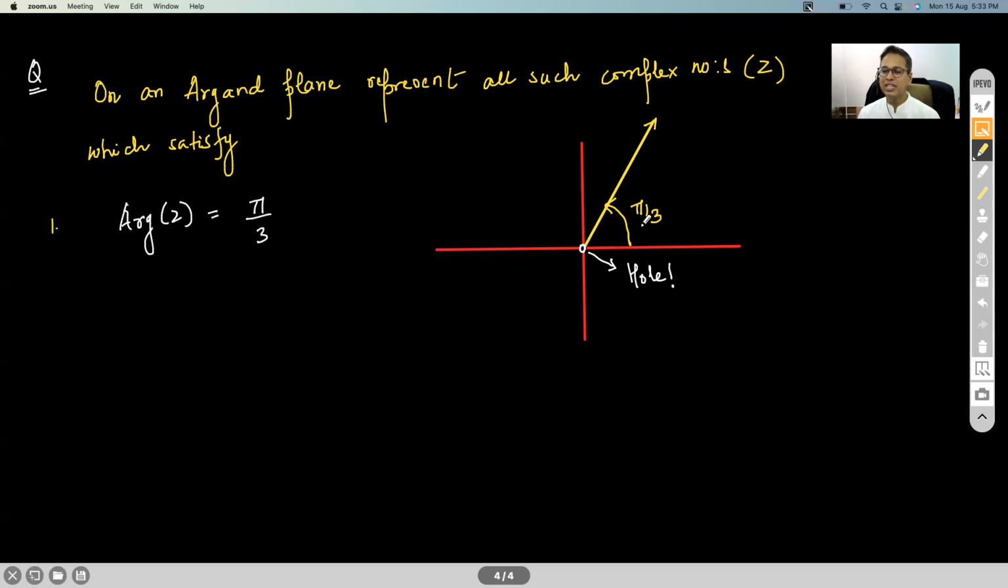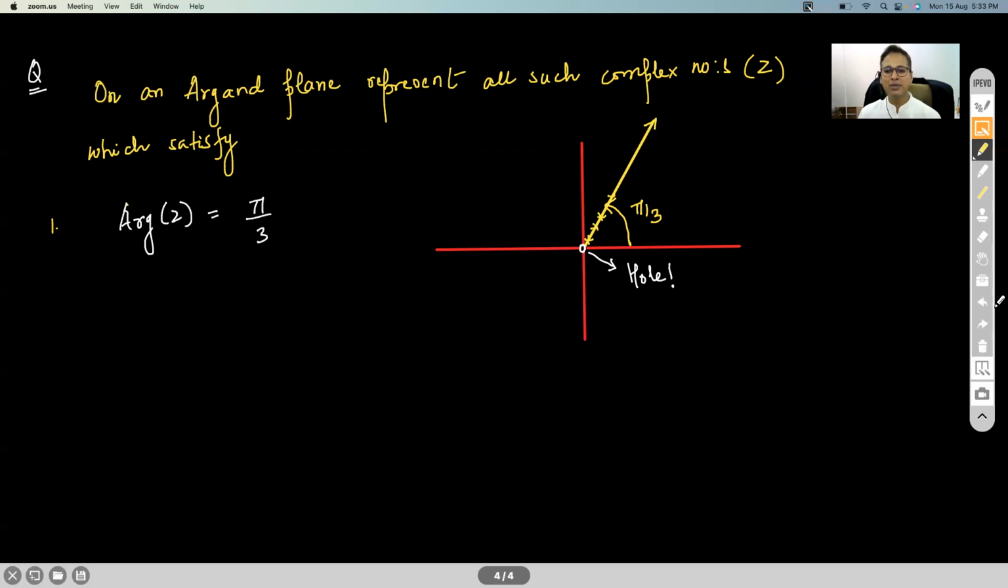And let me tell you, when you get this question in the competitive exams, in the options, they will put one option with a hole and one without a hole. So it will be all the complex numbers which lie on this line or this ray, but it would not include your origin. That is very important to be taken care of.